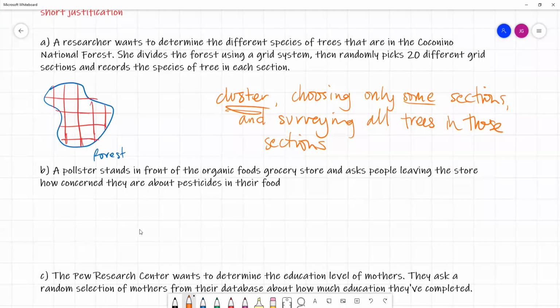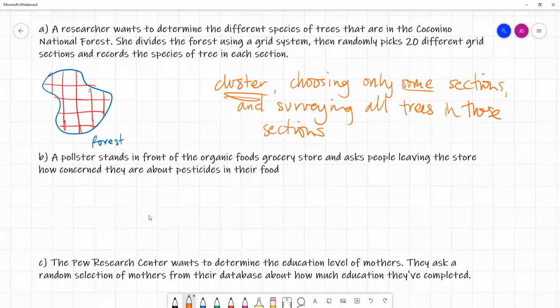B: a pollster stands in front of the organic foods grocery store and asks people leaving the store how concerned they are about pesticides in their food. We talked about this at the very end of the definitions up there. This is convenience.